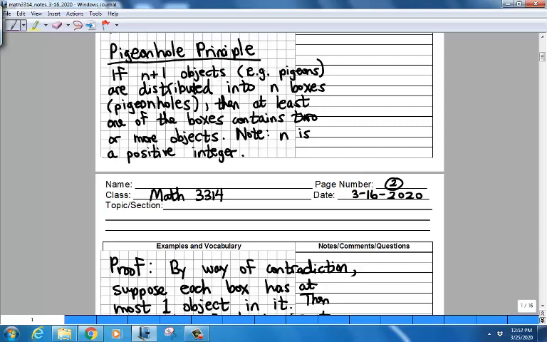So what the pigeonhole principle says, it's got a colorful title, because there are lots of colorful ways of restating this theorem. But the pigeonhole principle says if you've got n plus 1 objects, and think of n as being a positive integer here, if you've got n plus 1 objects and you've got them distributed into only n boxes, so you've got more objects than you've got boxes, correct? Then at least one of the boxes will contain 2 or more objects.